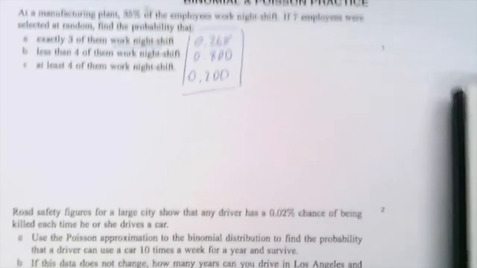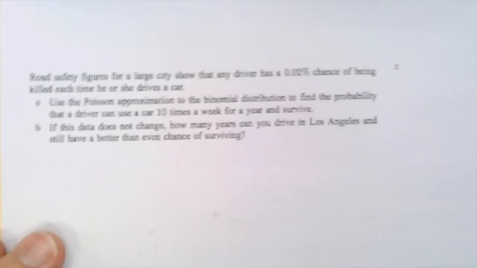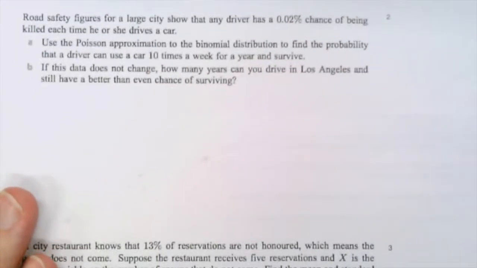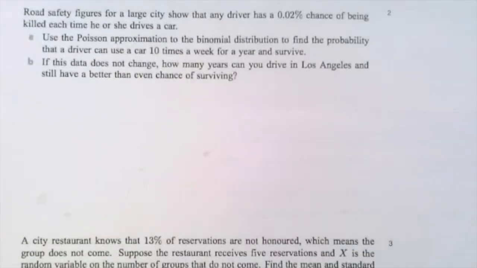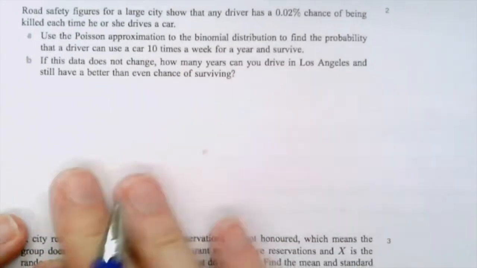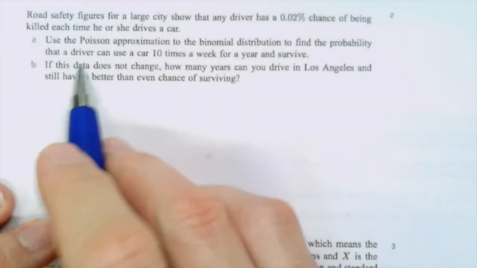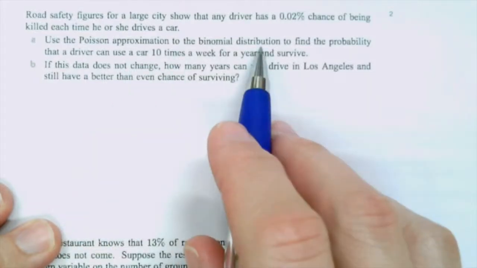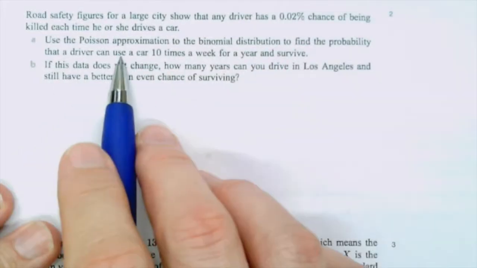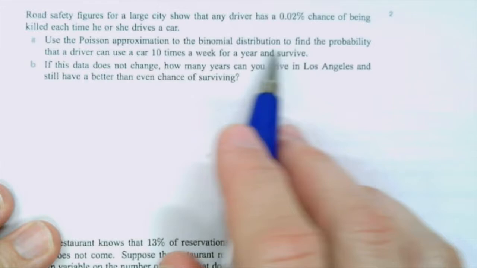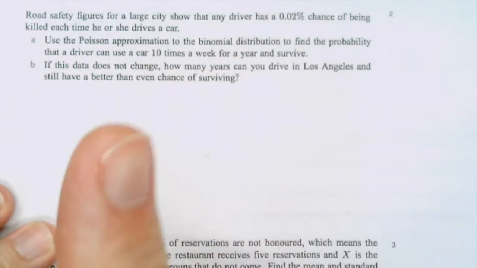The next one says, road safety figures for a large city show that any driver has a 0.02% chance of being killed each time he or she drives a car. Now, I apologize. In class, I made this a little bit more complex than it needed to be. So I'm going to walk through it again right now, and hopefully it'll make a little more sense. This says, use Poisson approximation of binomial distribution to find the probability that a driver can use a car 10 times a week for a year and survive. So we're going to look at one driver here.